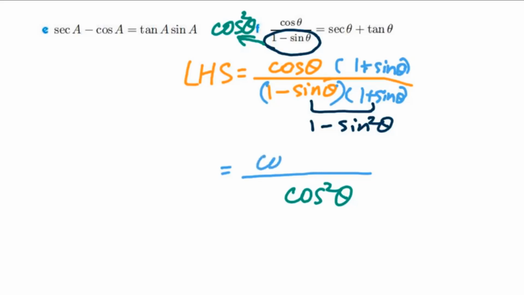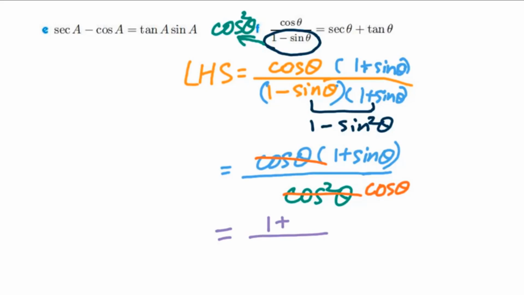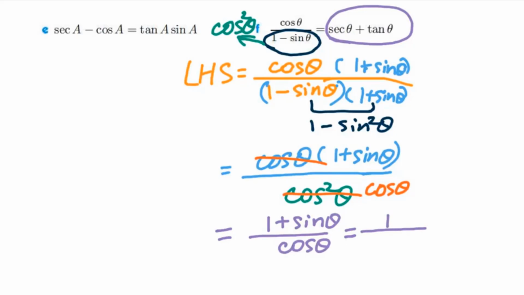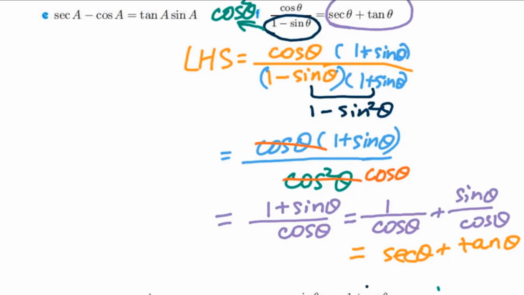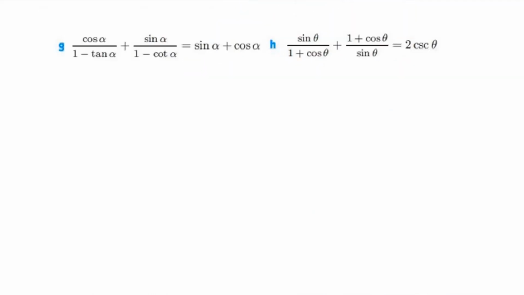Then we bring down the top cosine theta times 1 plus sine theta. Then we reduce. We got the cosine theta as a denominator. Therefore, I got 1 plus sine theta over cosine theta. When you analyze the right side of this trig identities, we need to separate this fraction. So we got 1 over cosine theta plus sine theta over cosine theta. Then we got secant theta plus tangent theta. That's equals to right hand side. So we finish proof. Now let's go to G.